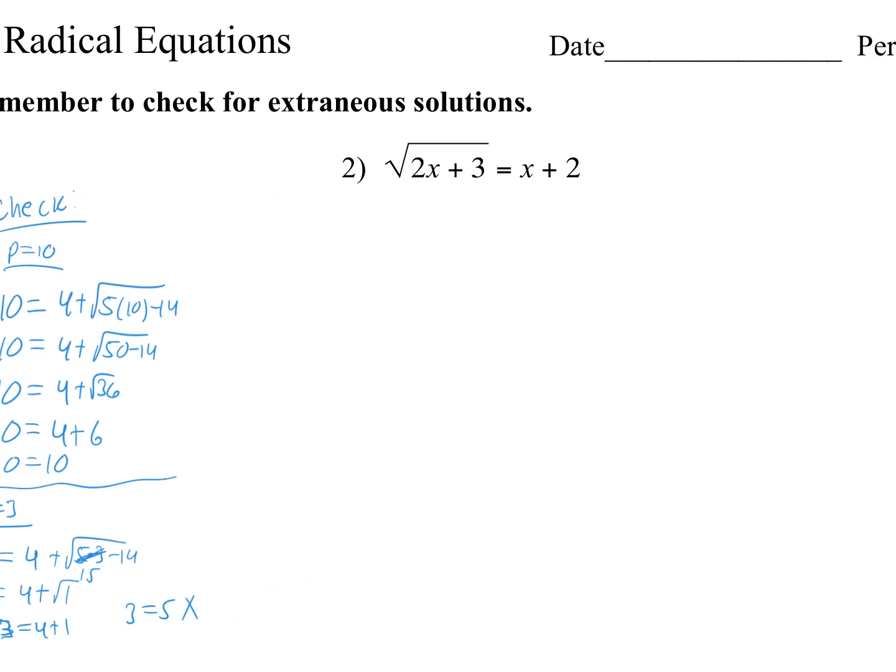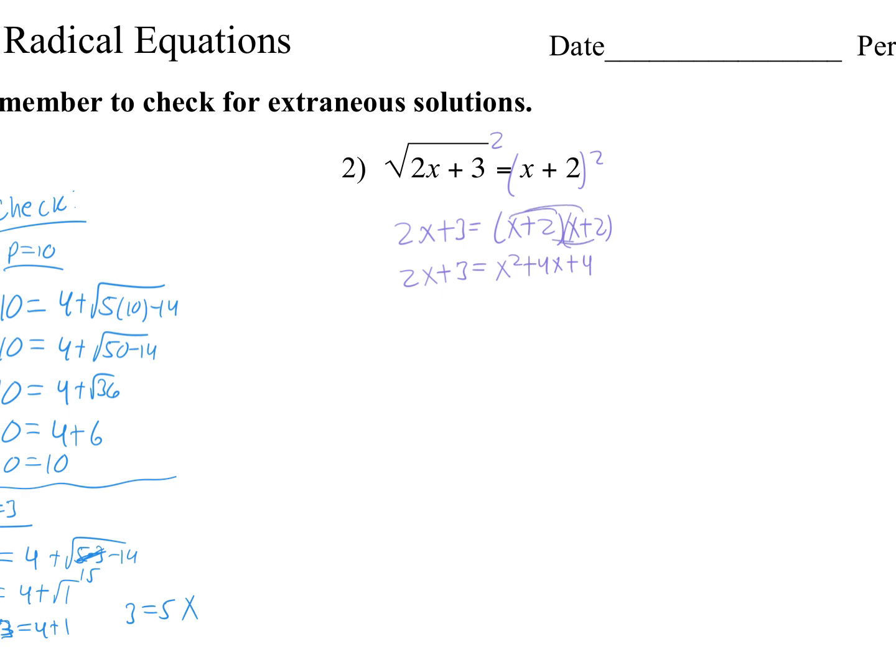All right, this radical is already completely by itself, so all we need to do is square both sides to get rid of that radical. So square both sides, we end up with 2x plus 3 equals x plus 2 times x plus 2. And then we can FOIL this, and we end up with 2x plus 3 equals x squared plus 4x plus 4. That's after FOILing this.